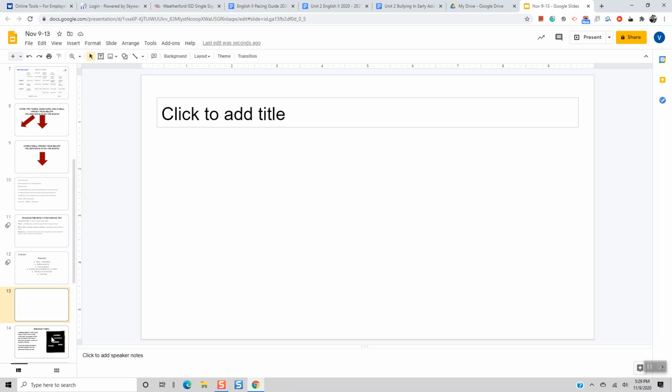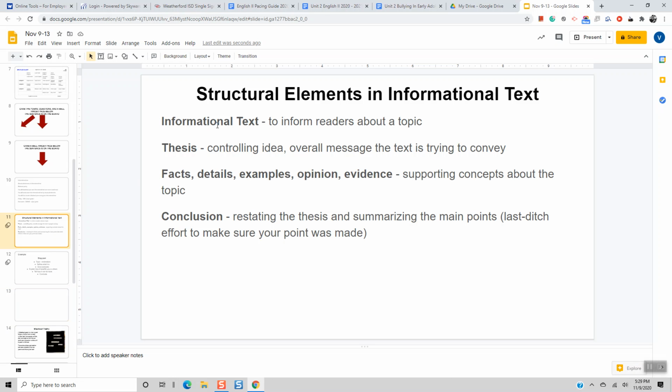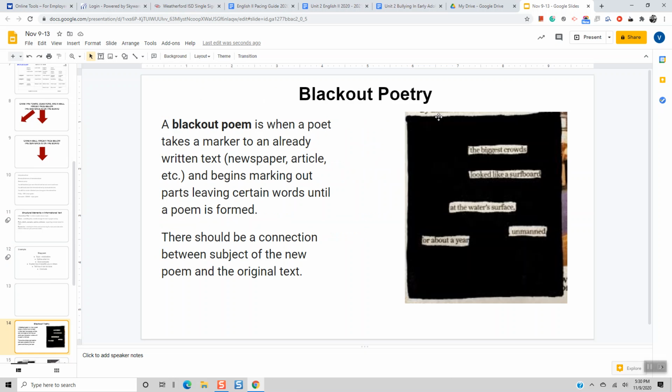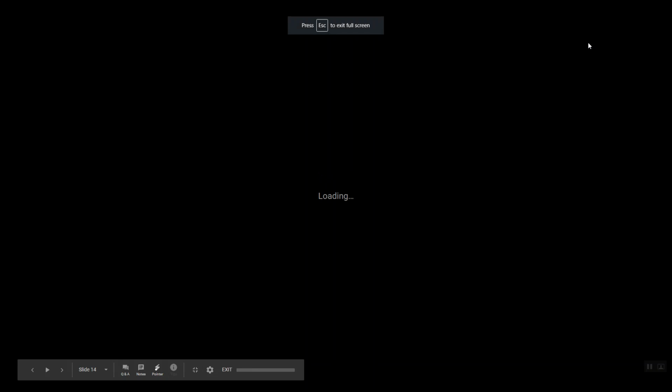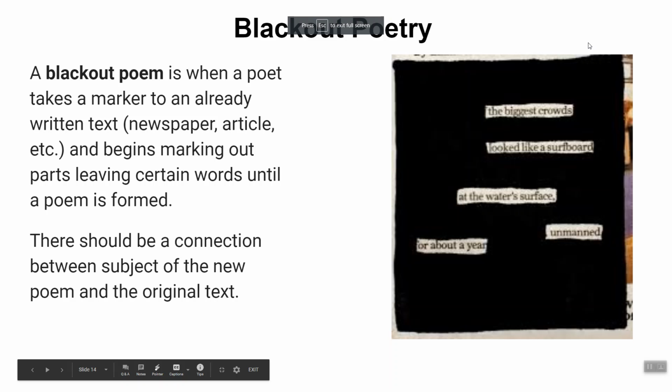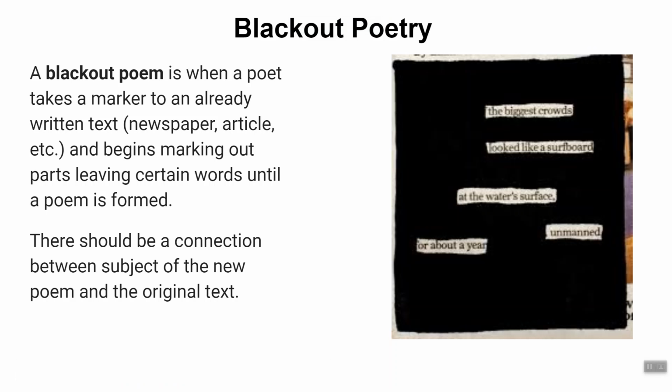And then you're going to go home, look online for an article about your social pressure. You're going to download it, and then you're going to go through all of these things and find the thesis. You're going to find their facts and their details and their examples. You're going to find the conclusion, and you're going to put all that together. Then you're going to create a blackout poem. This is a blackout poem. A blackout poem is when a poet takes a marker to an already written text and begins marking out parts, leaving certain words until the poem is formed.